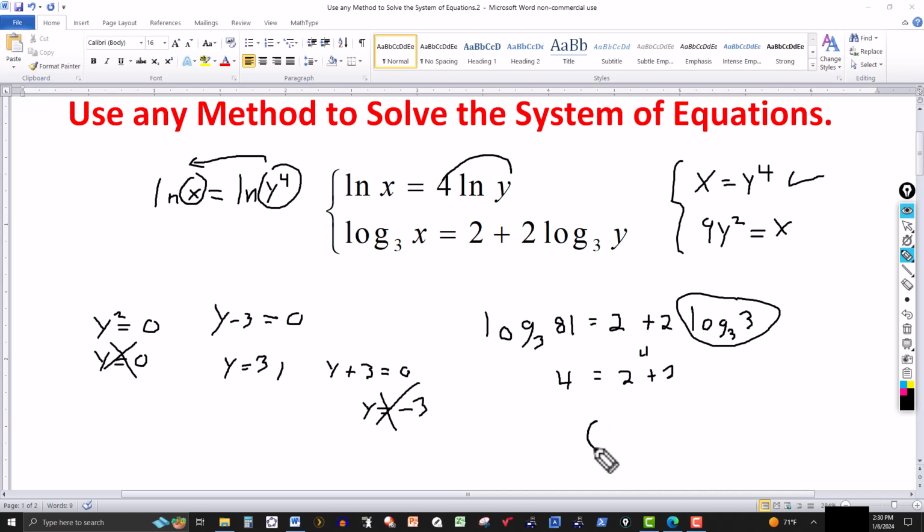So the solution set then is the ordered pair 81 and 3. So x equals 81, y equals 3, or let's say solution pair. We write it like this.